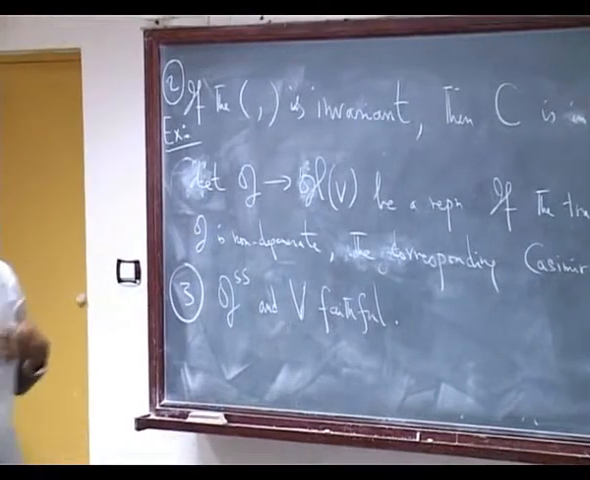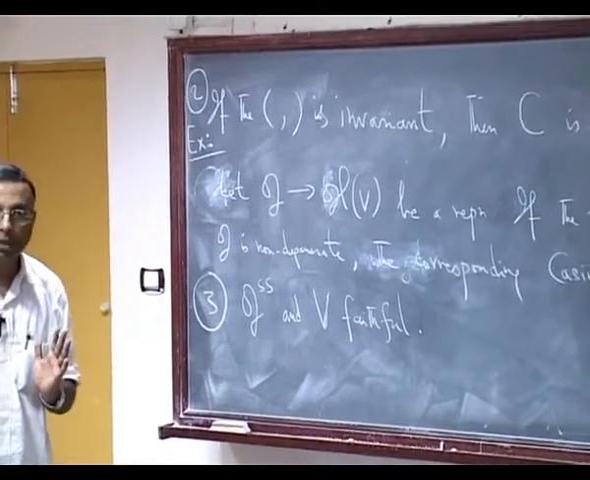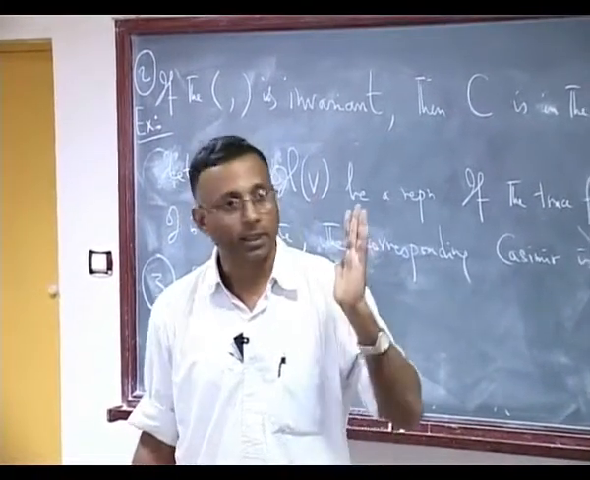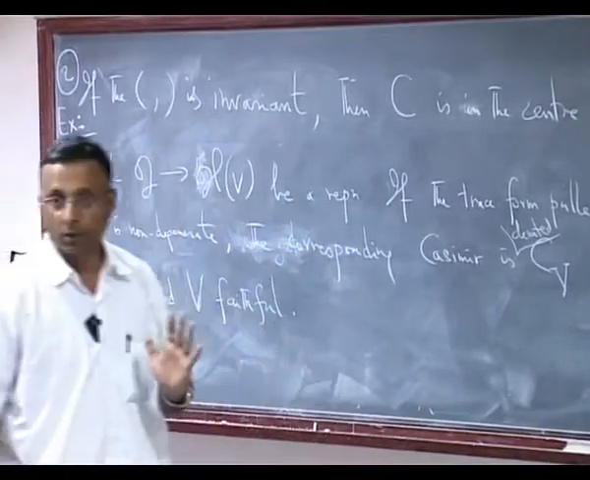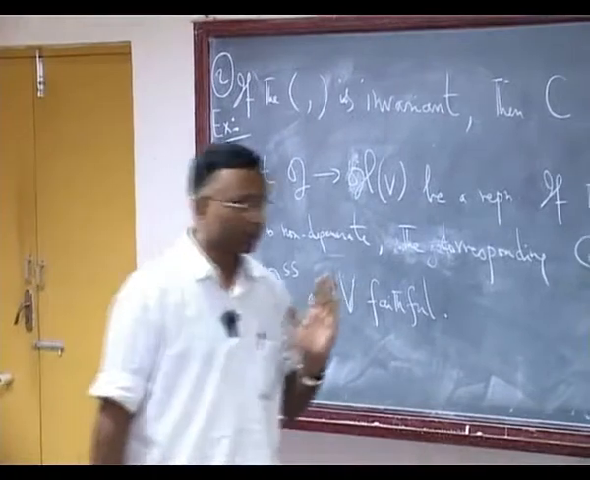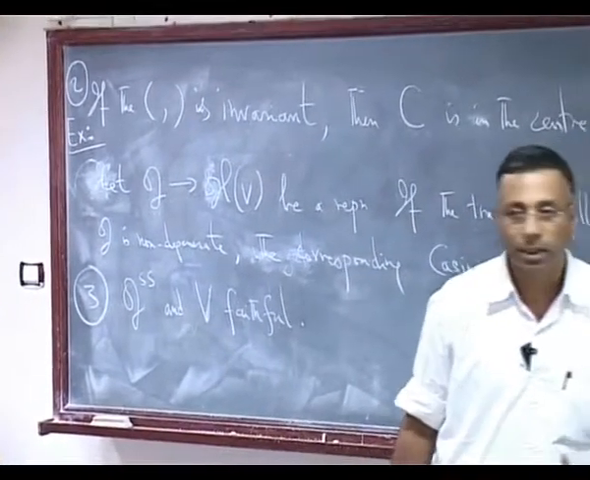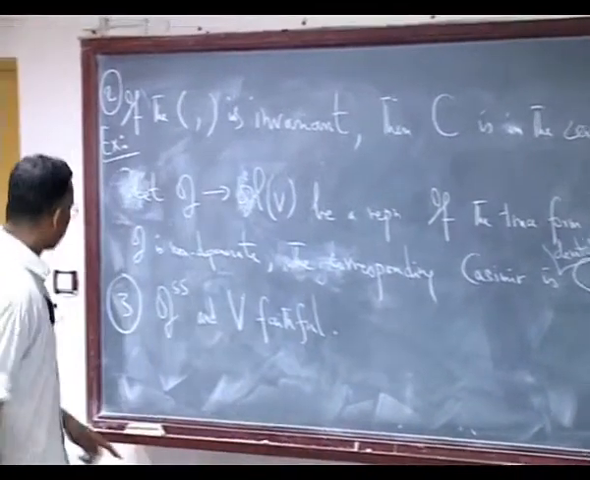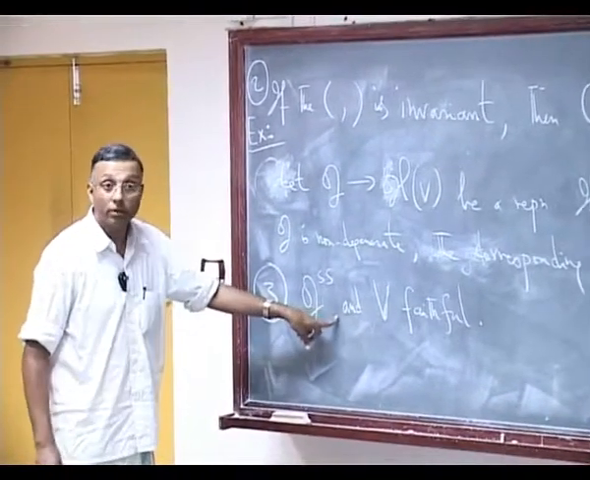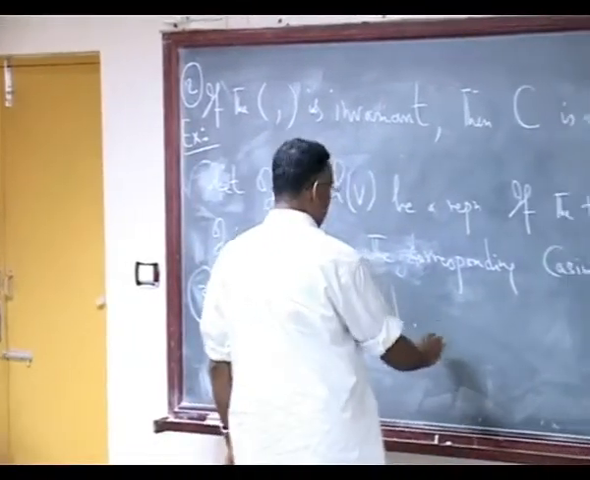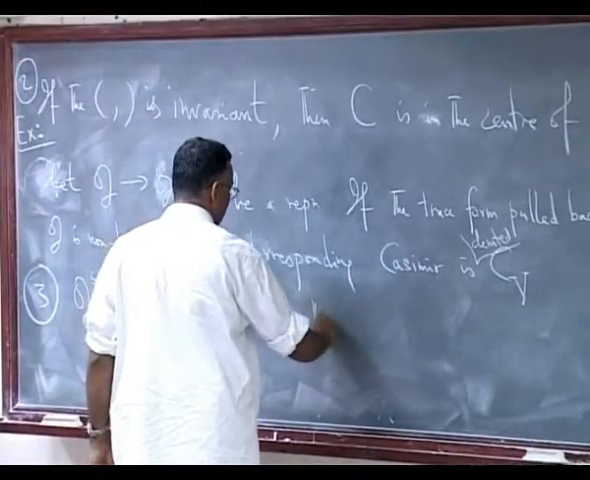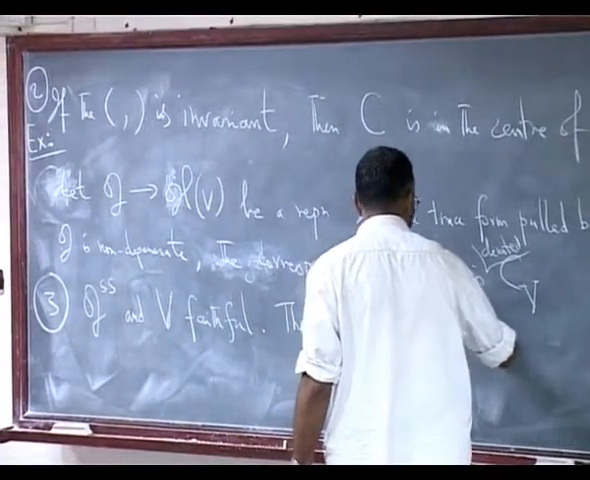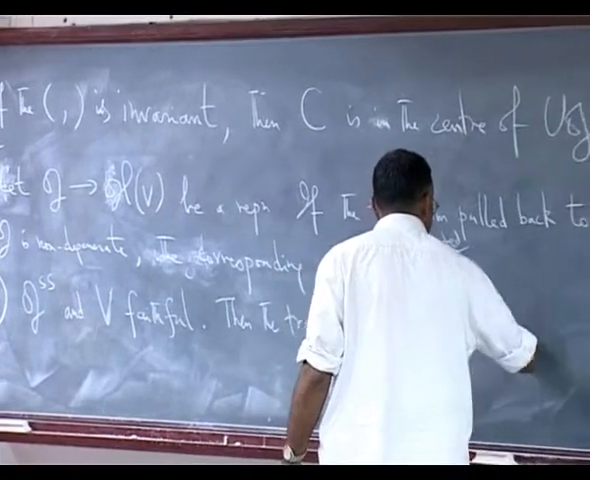Now, the next statement I want to make is, if G is semi-simple, then for any faithful representation the trace form restricted to G is non-degenerate. So the upshot is, given a semi-simple Lie algebra and a faithful representation, I get a Casimir. Okay, that's the upshot. So here is what I want to say: G semi-simple and V faithful. Then the trace form pulled back to G is non-degenerate.